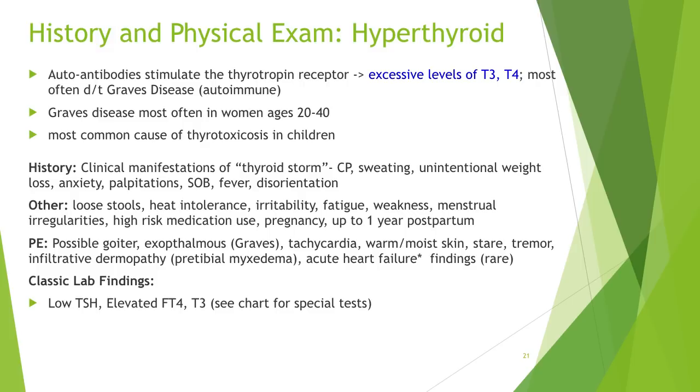They'll complain of looser stools, irritability, and fatigue. On your physical exam, these patients may have a goiter or not, but one of the more telltale signs is the exophthalmos, where the eyes look bugged out. They also may be tachycardic with warm skin. They may have a bit of a tremor to them. And when we look at their lab work, classically we see a low TSH and an elevated free T4 and T3, just the complete opposite of what we saw with the hypothyroidism.